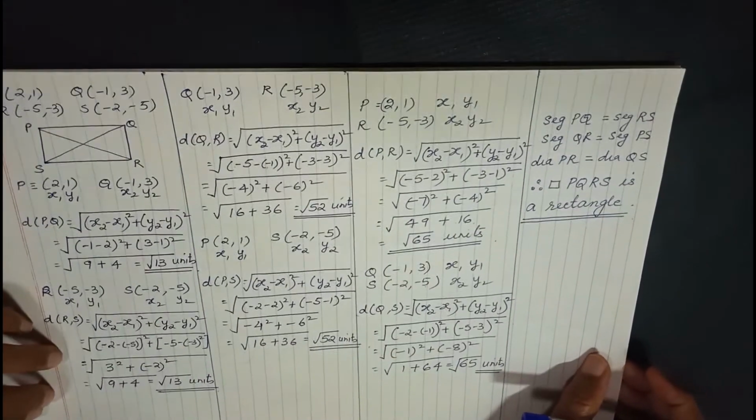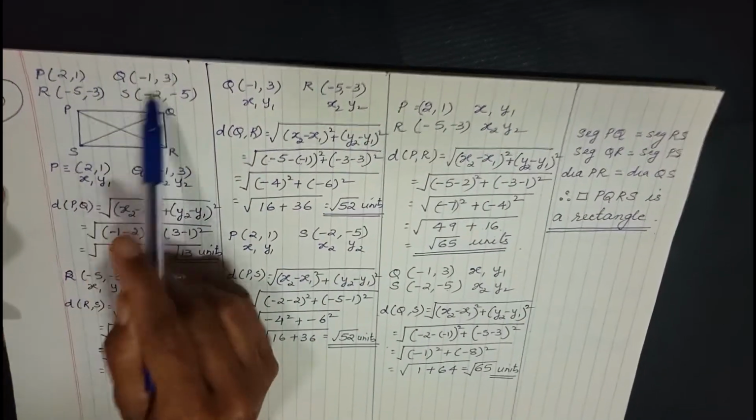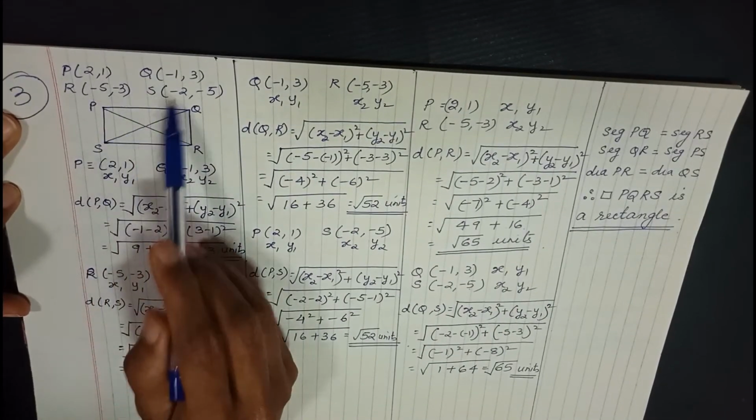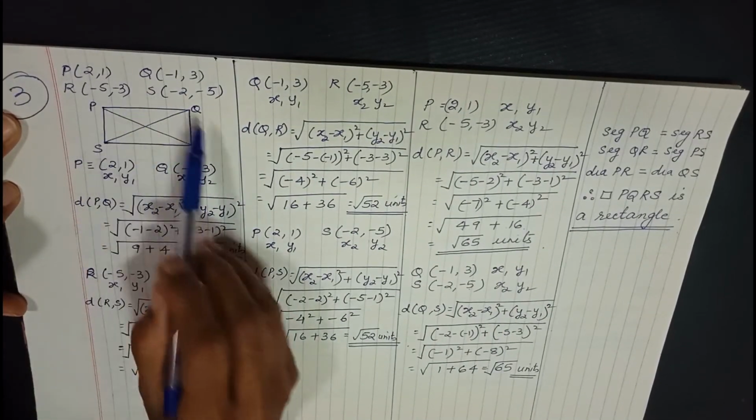Now let us say in this third example, I want to show that these four vertices P, Q, R, S are vertices of a rectangle.